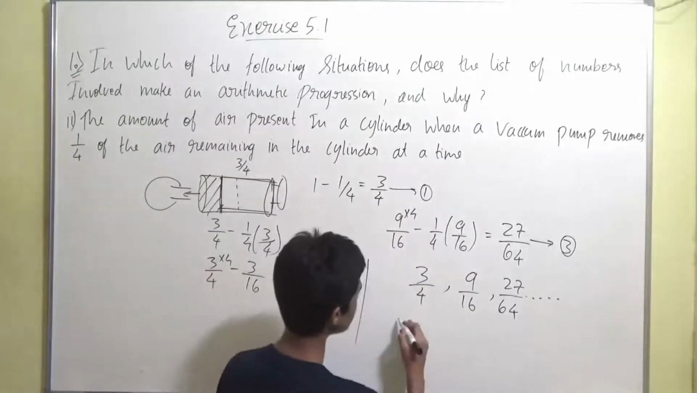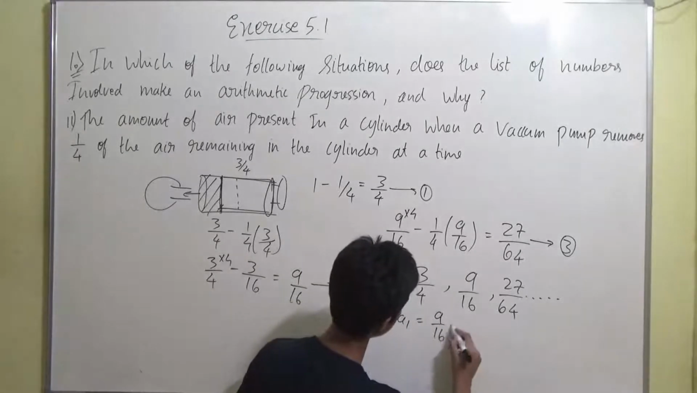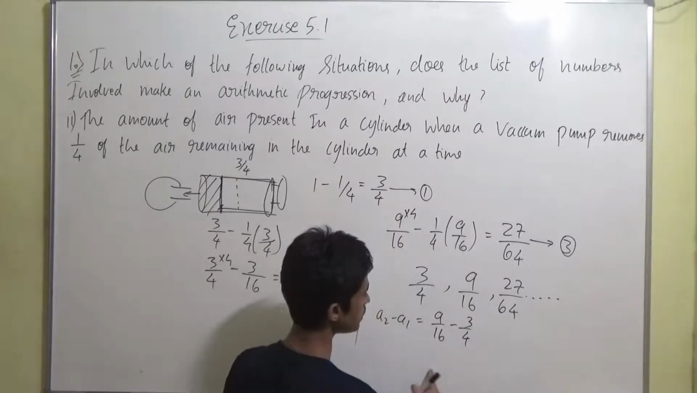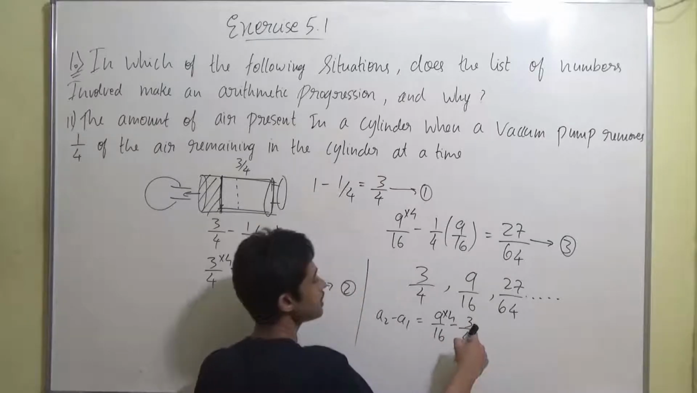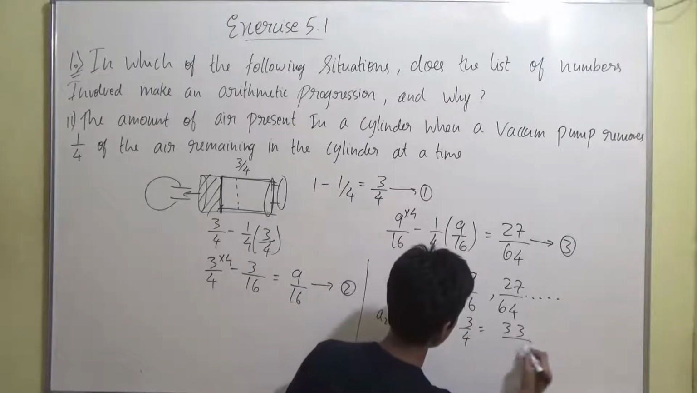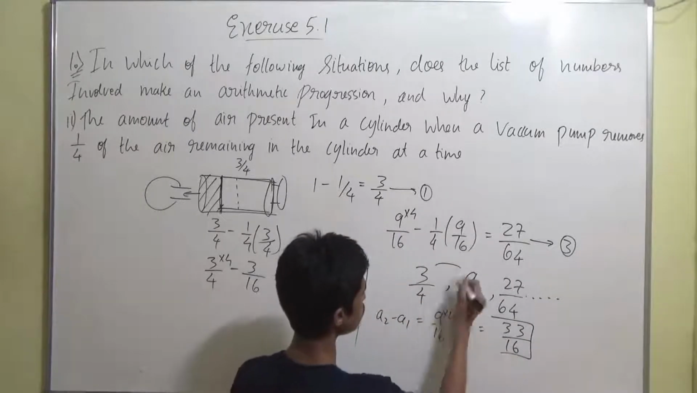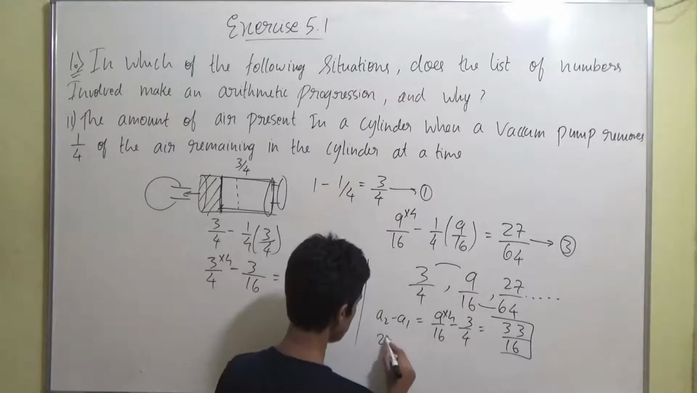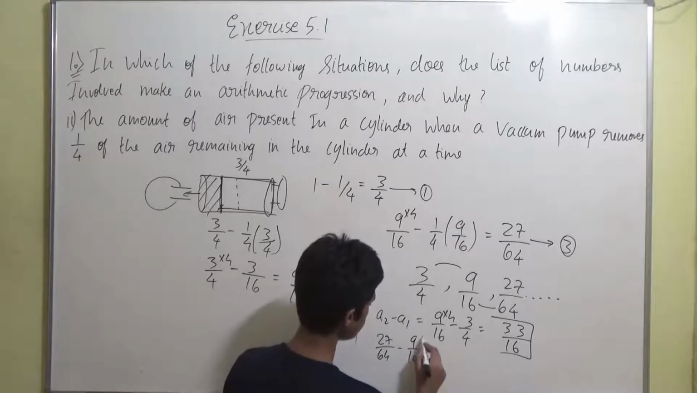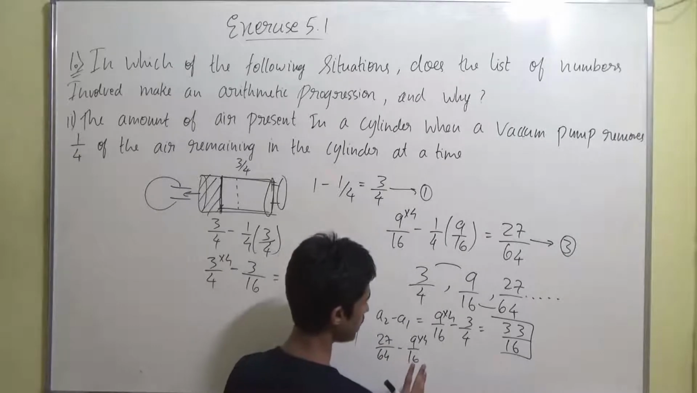So first subtraction is A2 minus A1. A2 minus A1 is 9/16 minus 3/4. Now if I do this, this will become into 4. This becomes 36, 36 minus 3 is 33, and the denominator becomes 16. So this is the difference between these two terms. Now let's find the difference between these two terms. That will be 27/64 minus 9/16. Here you have to multiply into 4. This will become, right, I'm doing it correct, right? Yeah.